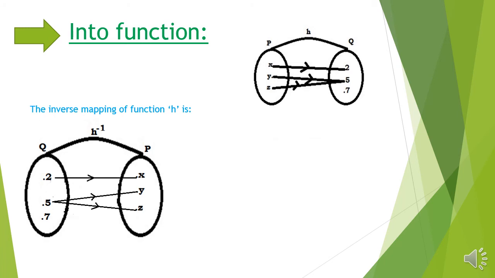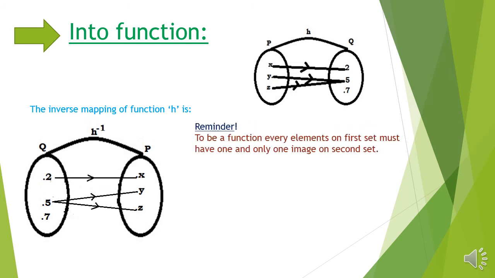Now let's see. Let's remember again. There is a reminder for you that to be a function, every element on the first set must have one and only one image. Every element. See this word every. Every element of the first set. See, the first set is Q, and one element in the Q is unmapped. So our conclusion is element 5 of the first set has two images. That also contradicts the definition of function.